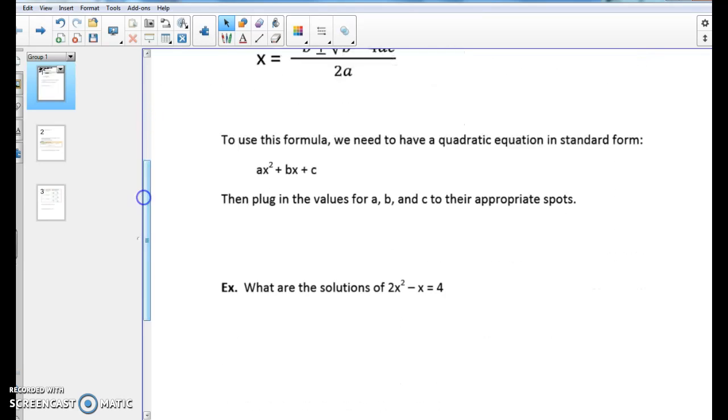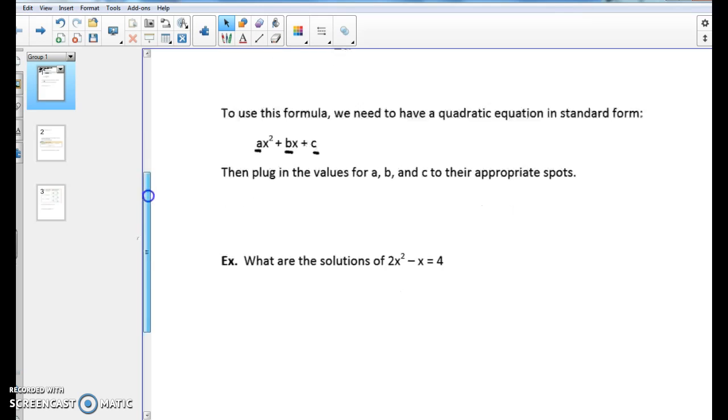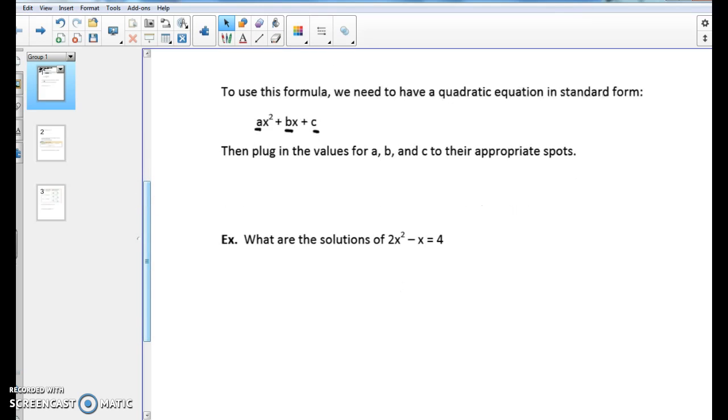So let's go down and look at that. ax squared plus bx plus c, right? Standard form, a, b, and c. Sometimes we have a quadratic like this and it's not easy to factor, it might be really annoying to graph for some reason, or completing the square is not a good option, we can always use the quadratic formula. To use it, we plug in the values for a, b, and c to their appropriate spots, okay?